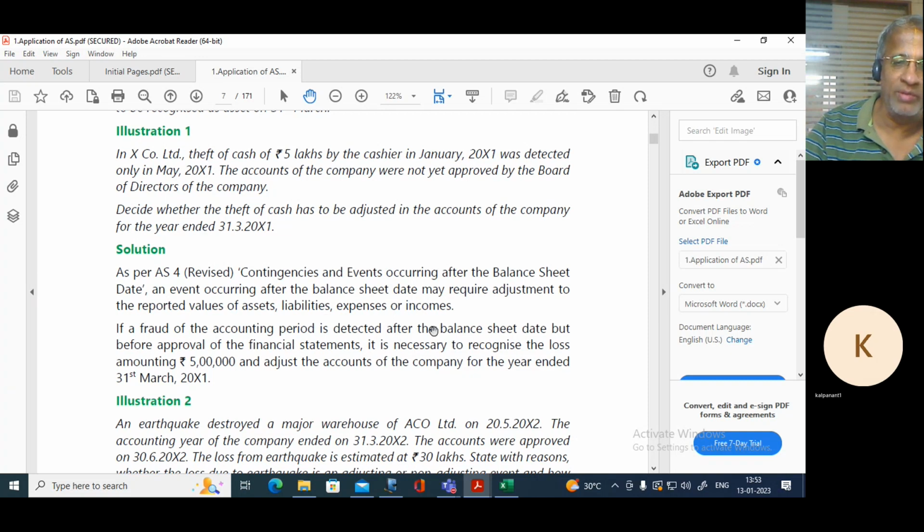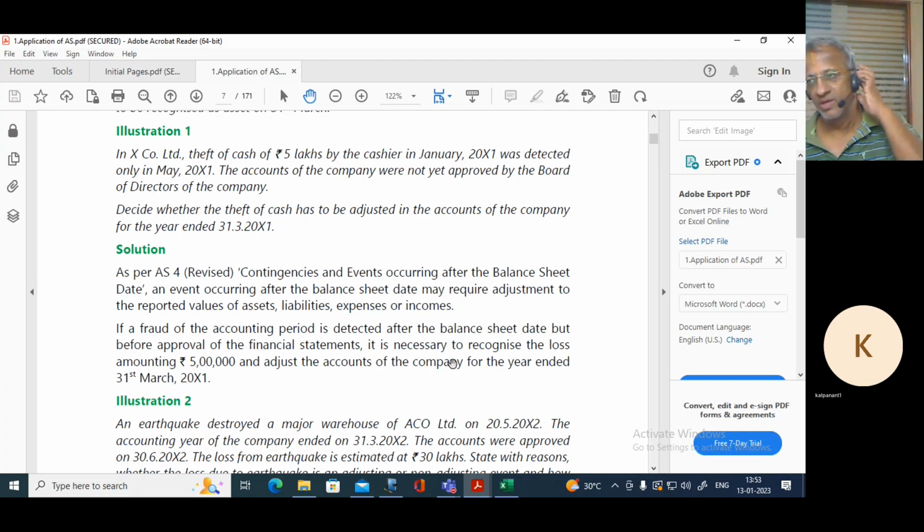If a fraud of the accounting period is detected after the balance sheet date, but before the approval, it is necessary to recognize the loss amount and adjust the books. But they have not conveyed it in the way in which we are dealing. Our answer is superior. Fraud detection happened after the balance sheet date, but before approval. So it is AS 4 application.